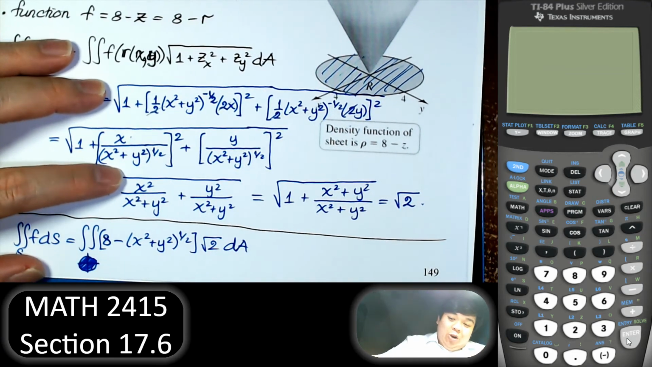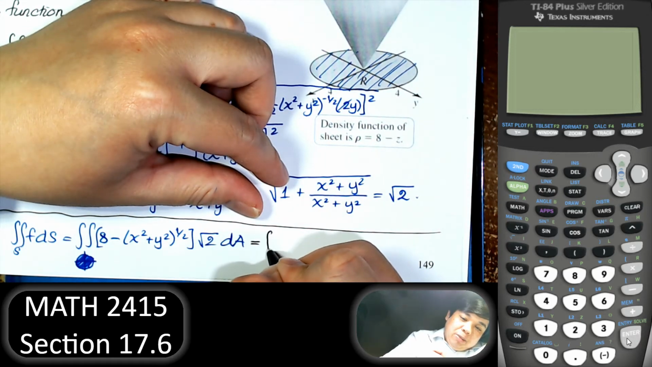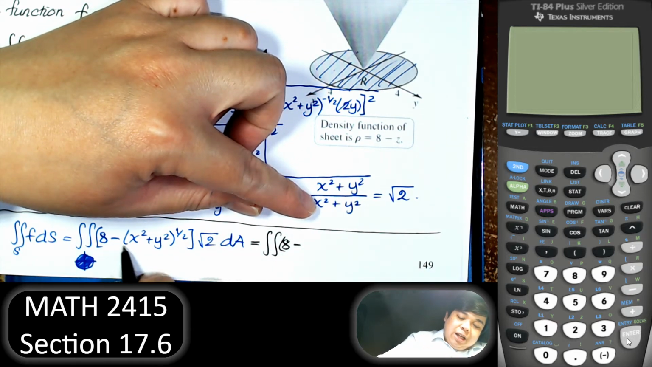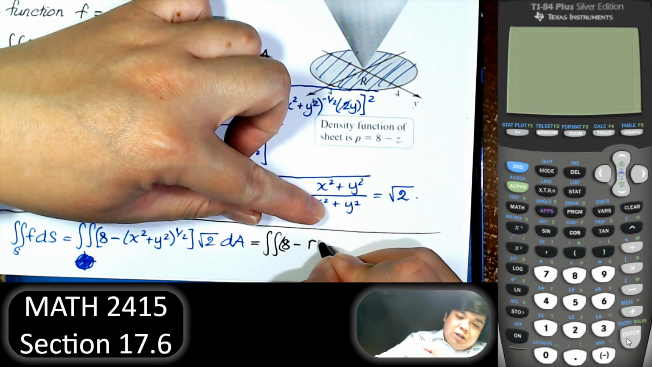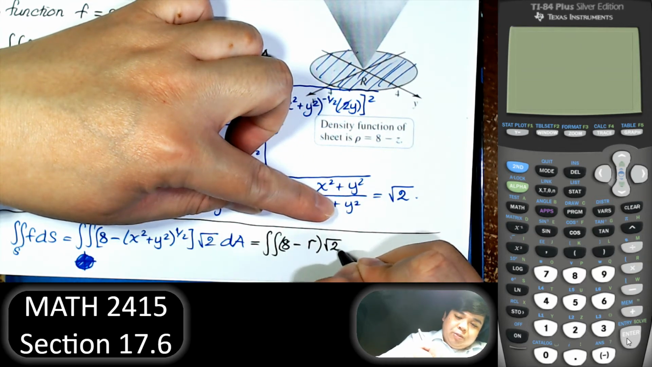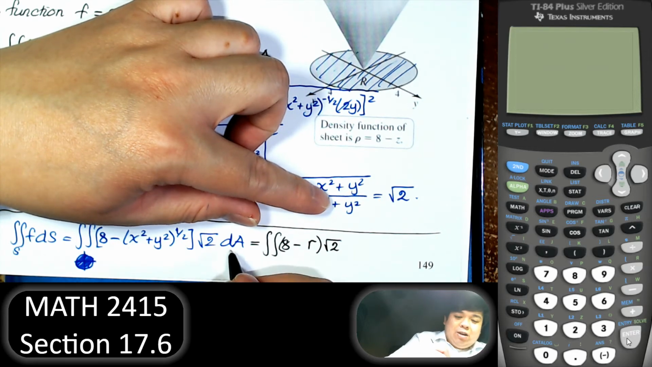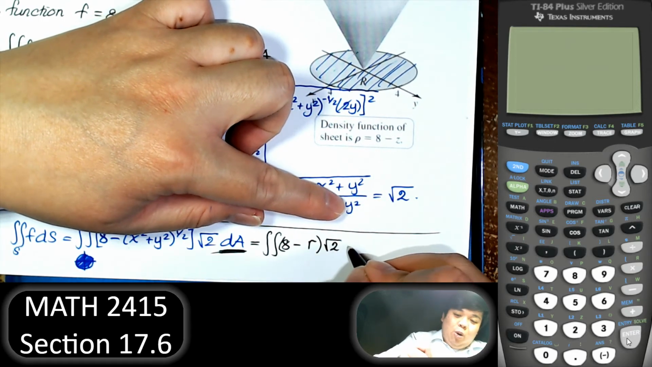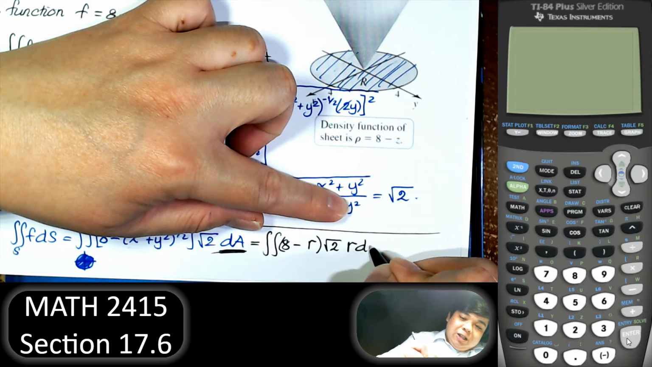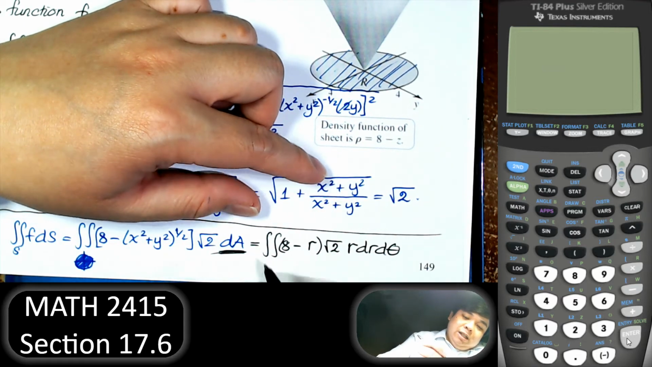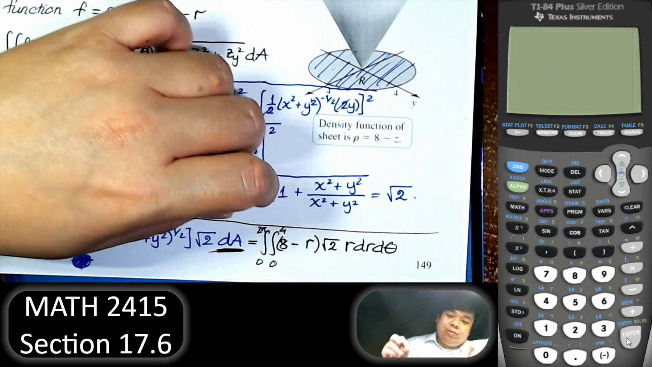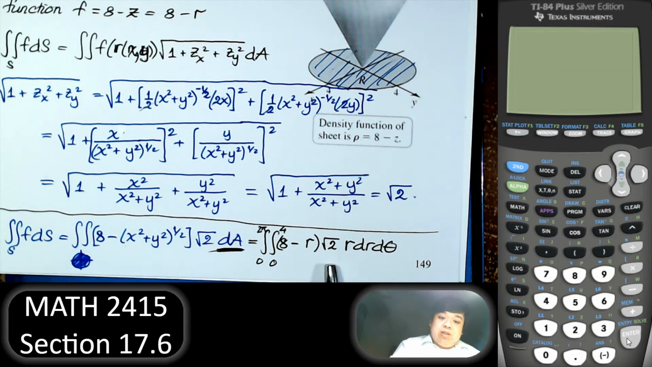However, what we actually write, remember, if we convert everything to r and theta, this is a minus r, since x squared plus y squared to the 1/2 is r, and then the square root of 2. And what did we say about dA in polar? r dr d theta, and then theta goes from 0 to 2 pi, r goes from 0 to 4. So it's not that bad. We just need to integrate this.